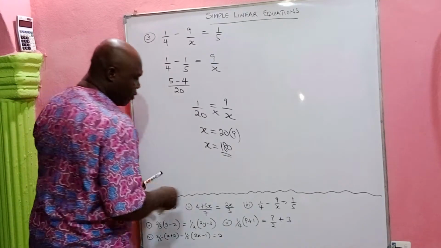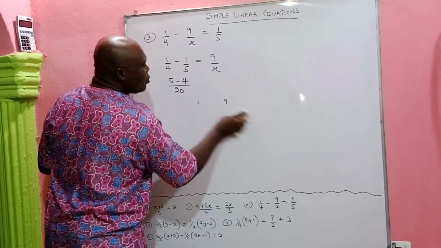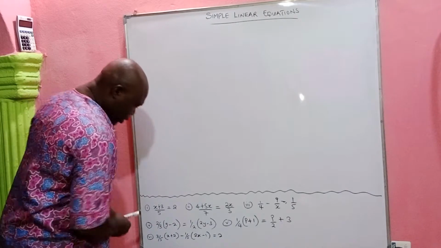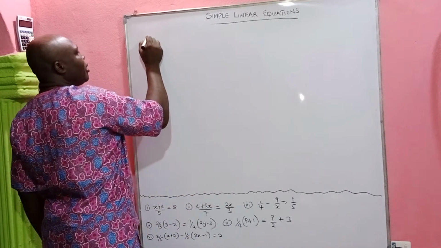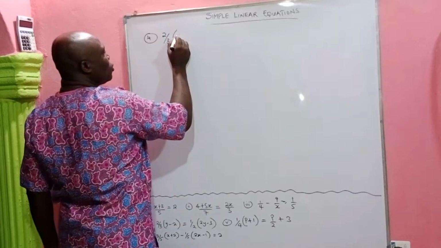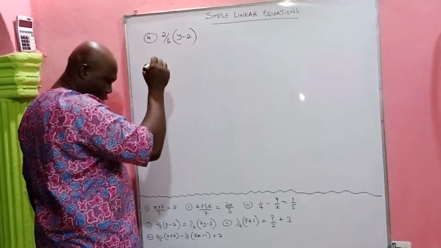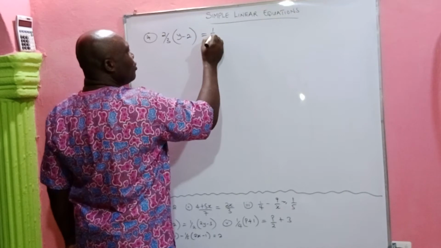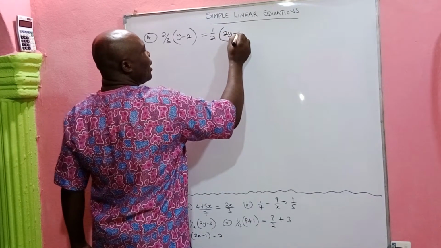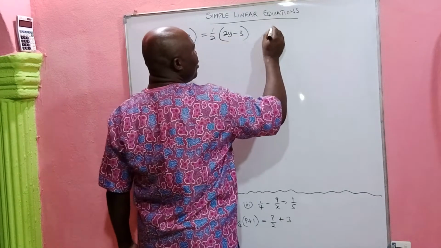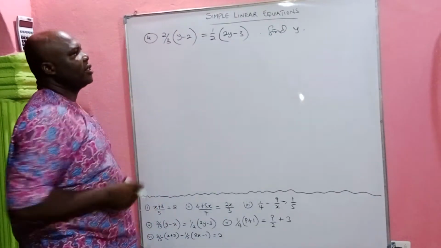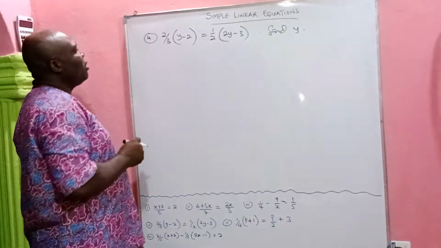So we have number 4. Number 4, we have 2 all over 3 into y minus 2 is equals to 1 all over 2 into 2y minus 3. All right, so here they say we should find the value of y. Find y if this is equals to this. So we want to find the value of y here.